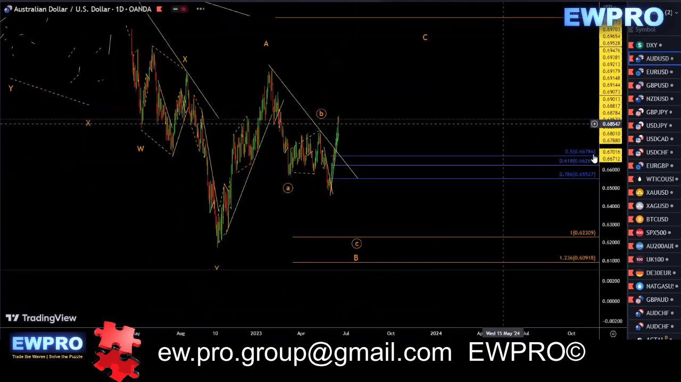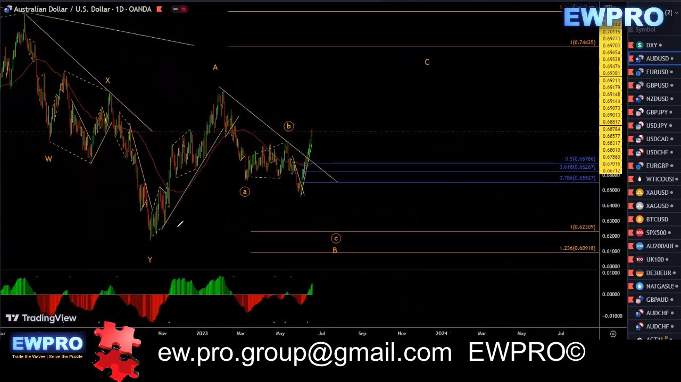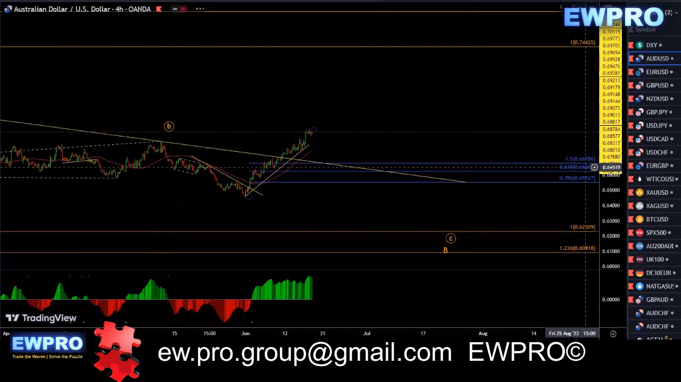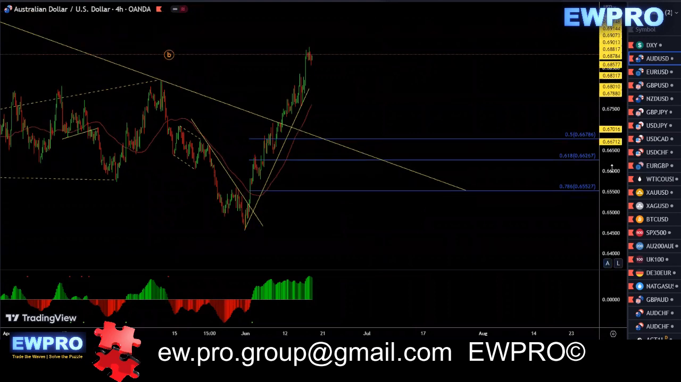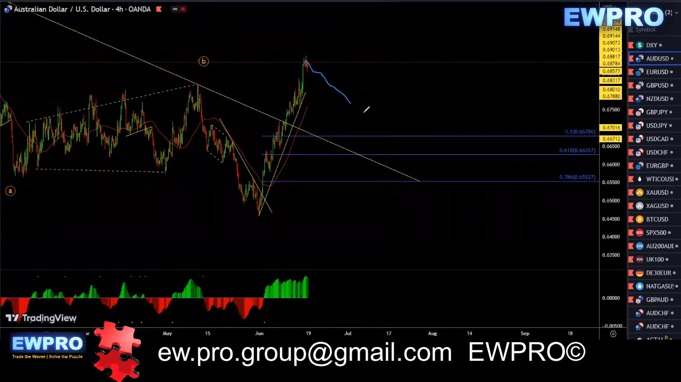AU on the daily, nothing's changed on the daily on this. You know, we're looking for that A, B, C up to that 100 fib. H4, I'm really looking for a correction. We can only buy this, but really like to see a correction, and then we can jump on it.